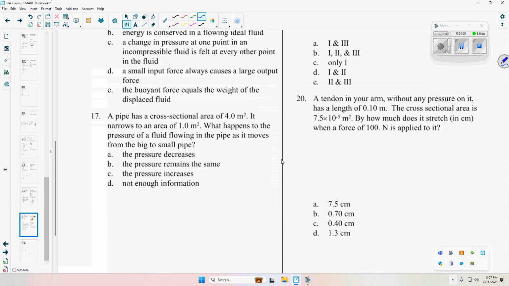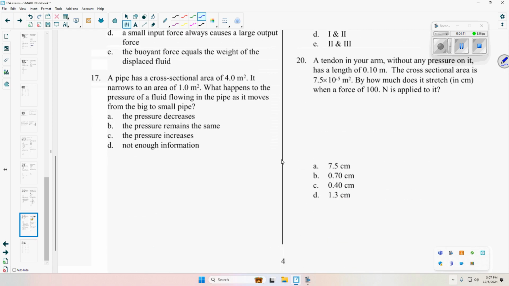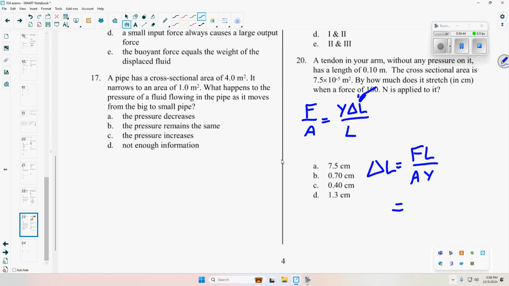This one about the tendon in your arm? Yeah. So you want to know how much it stretches. This is a stress and strain problem. So F over A is equal to Y delta L over L. And I'm looking for delta L. So I solve that for delta L. I find that delta L is equal to FL over AY. And then I put in the quantities for it.